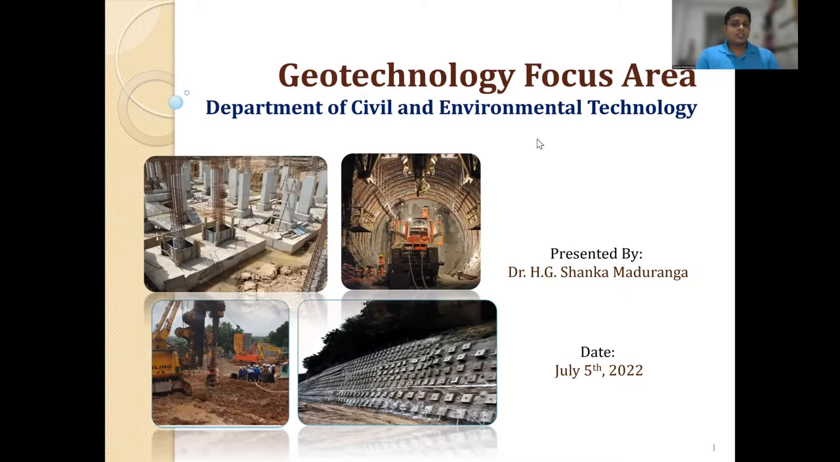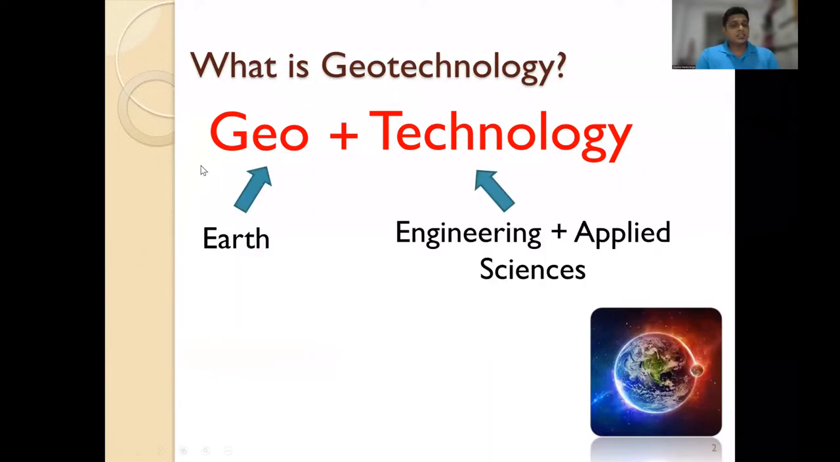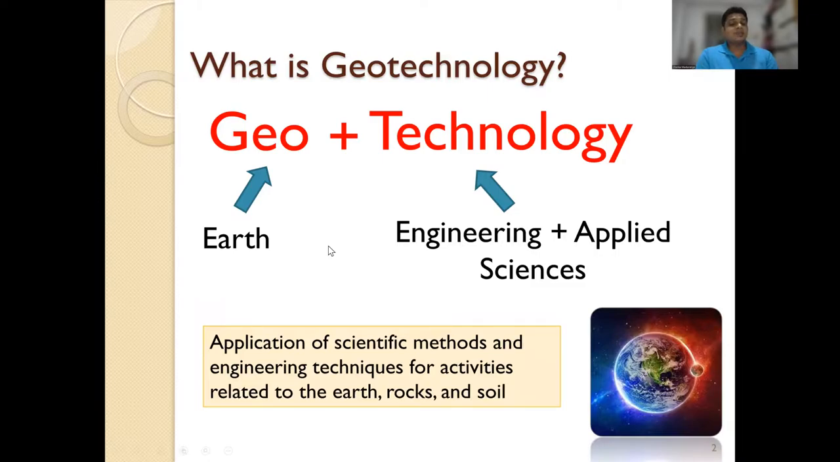First of all, let's see what geotechnology is. It's basically a combination of two words, geo plus technology. Geo stands for Earth. And as all of you know, technology is basically using principles of engineering and applied sciences to solve problems. So geotechnology we can introduce as the application of scientific methods and principles of engineering techniques to work on activities related to earth, rock, and soil.